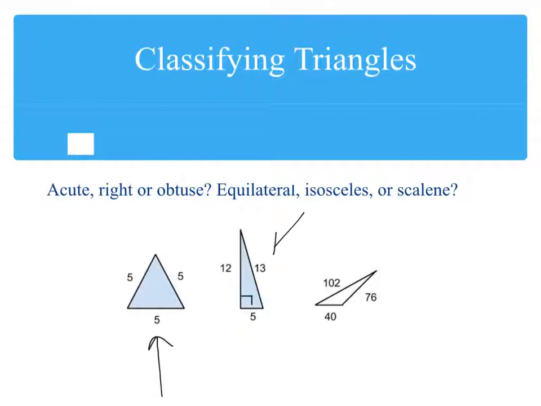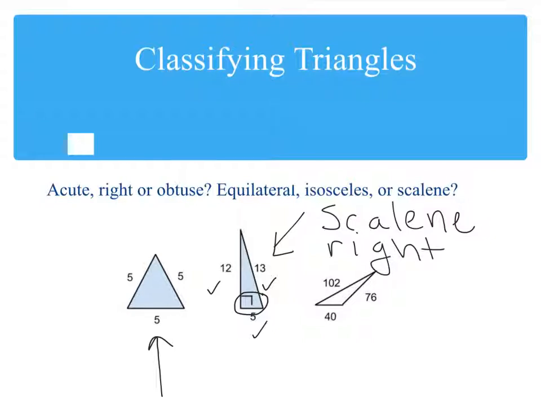In the next triangle here, we can see that all the side lengths are different. We've got 5, 12, and 13. That makes this scalene. And since there's a right angle marked, it makes it a right scalene triangle.